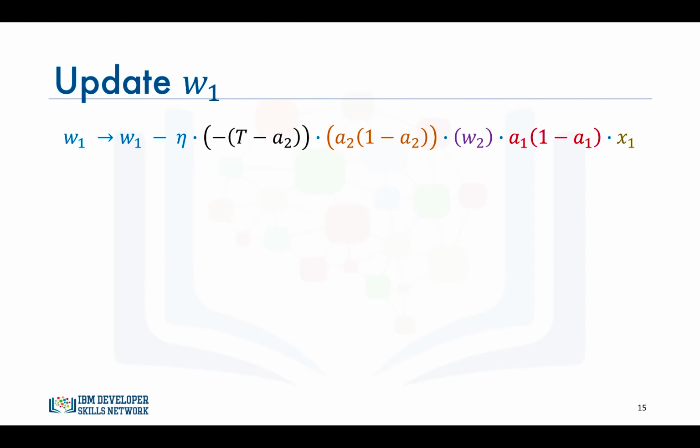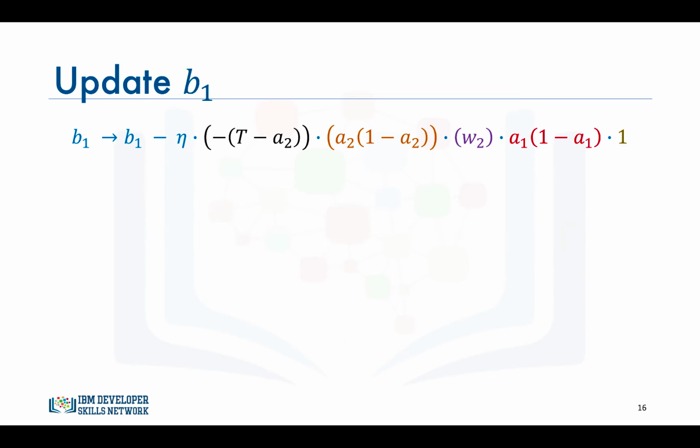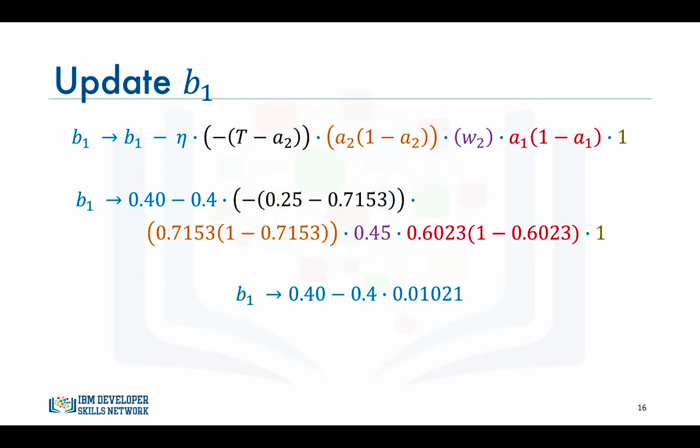Similarly, for W1, we plug in the values of T, A2, W2, A1, and X1 to calculate the gradient. The gradient of the error with respect to W1 is 0.001021, and therefore W1 gets updated to 0.1496. As for B1, the gradient of the error with respect to B1 is 0.01021, and therefore B1 gets updated to 0.3959. This completes the first iteration or epoch of the training process.